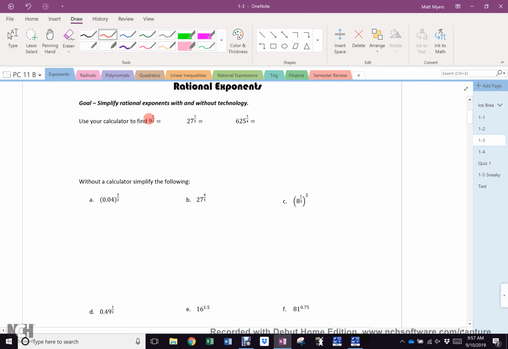If you punch this into your calculator, and Crystal knows now that that is 9 exponent button to the 1/2, 1 divided by 2, you will get 3. If you punch this into your calculator, which would be 27 exponent button, bracket 1 divided by 3, you will get 3. If you punch this into your calculator, 625 exponent button 1 divided by 4, you will get 5.